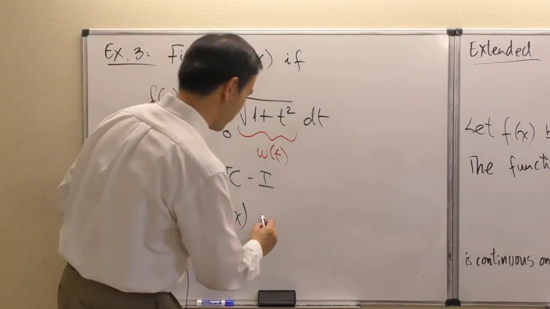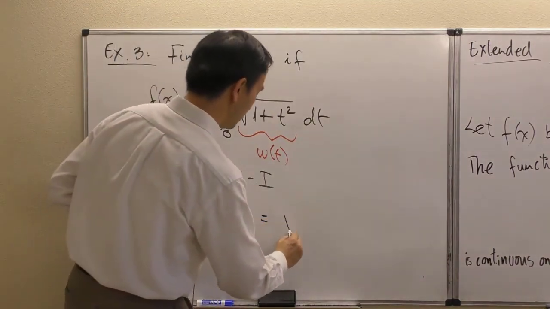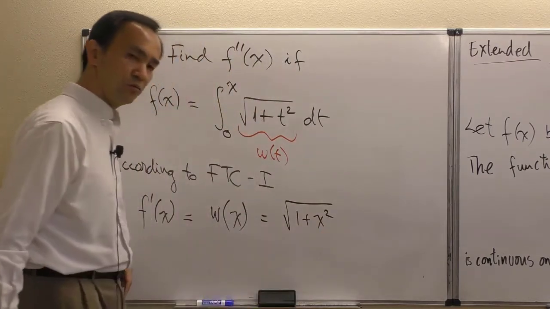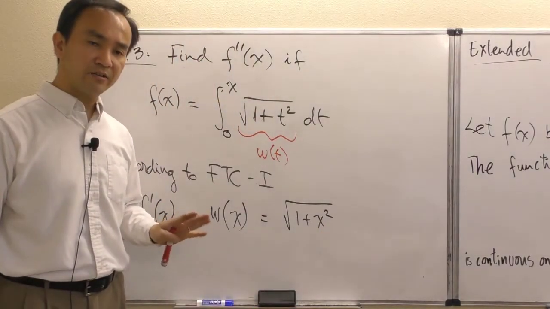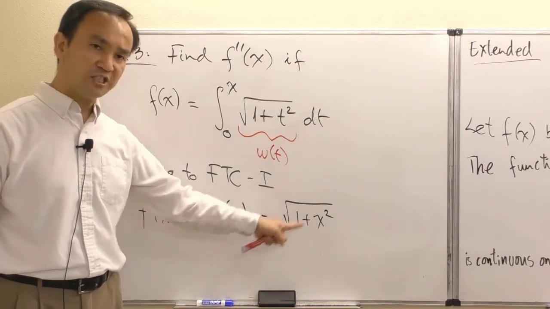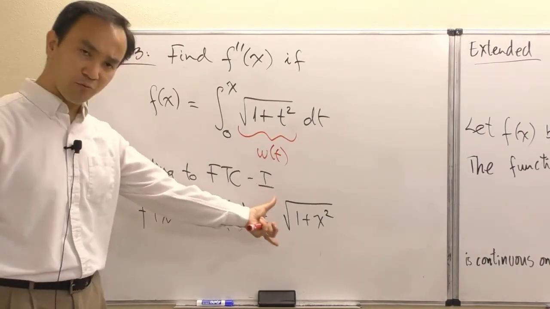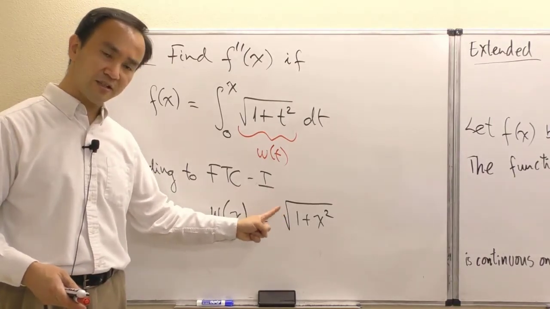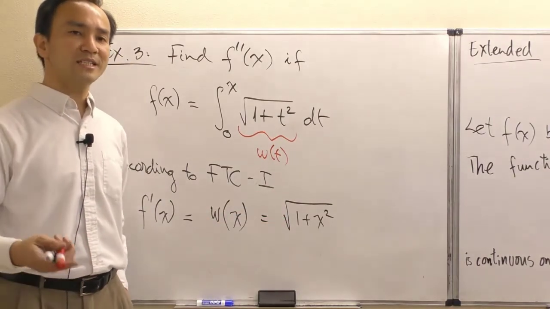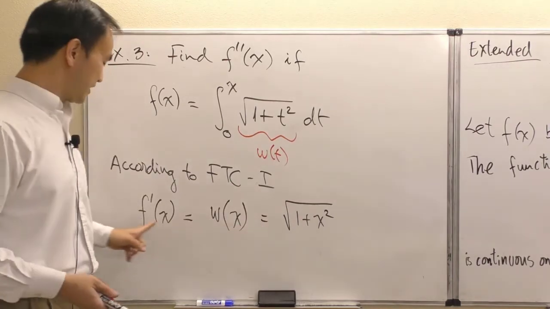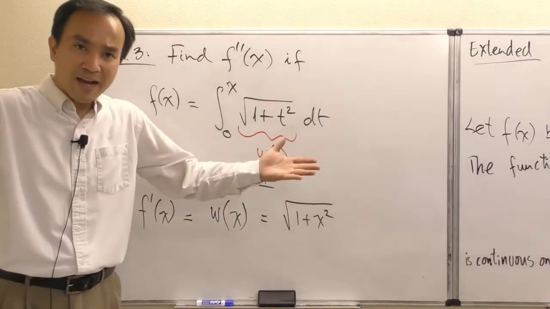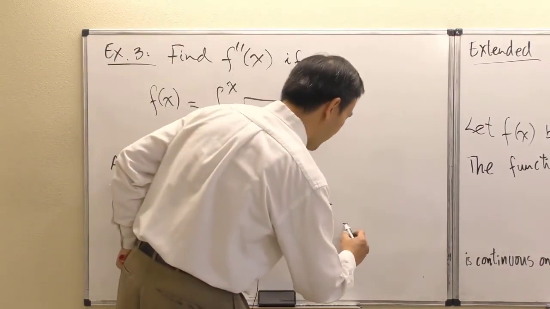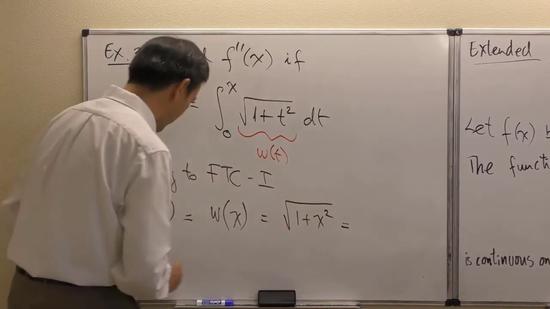So in this case, f prime of x will be square root of 1 plus x squared. But unlike any of the earlier examples I brought up, we're not done here. The good news is that we have found the first derivative. The next step is to find the second derivative. Now we can bring back our understanding from calculus 1, from differential calculus. Take the derivative of this function to get f double prime.